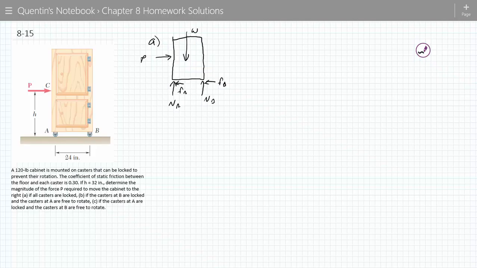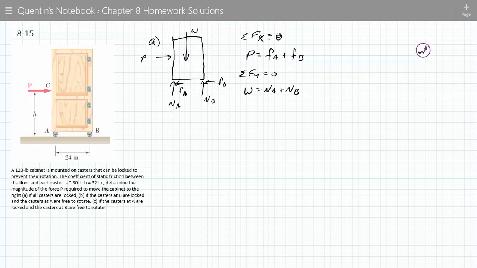So, just like many other problems, let's start with the sum of the forces. The sum of the forces in X equals 0. So in X, that's going to say that P is equal to F at A plus F at B. Okay, fair enough. And then the sum of the forces in Y equals 0. So that's going to tell us that weight is equal to N_A plus N_B. Okay, so right now we have too many unknowns. We've got to start consolidating down our unknowns.